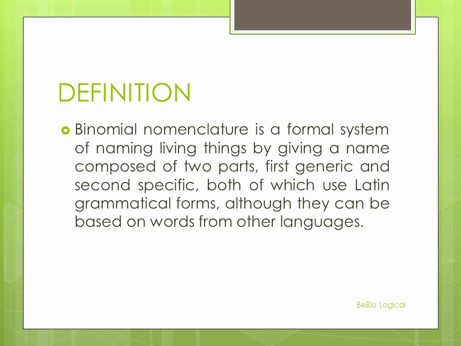Or you can say binomial nomenclature is a formal system of naming living things by giving a name composed of two parts. First, generic and second, specific. Both of which use Latin grammatical forms, although they can be based on words from other languages.